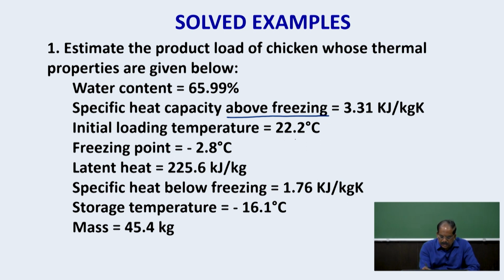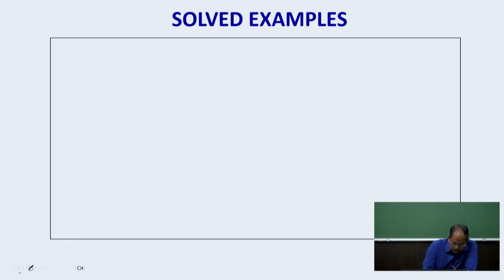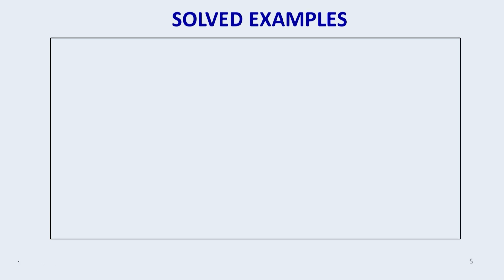Initial loading temperature is 22.2 degrees centigrade. Freezing point is minus 2.8 degrees centigrade. Latent heat is given as 225.6 kilojoule per kg. Specific heat below freezing is 1.76 kilojoule per kg Kelvin. Storage temperature is minus 16.1 and the quantity is given as 45.4 kg. So, let us solve this problem step by step. So, this is numerical question number 1.